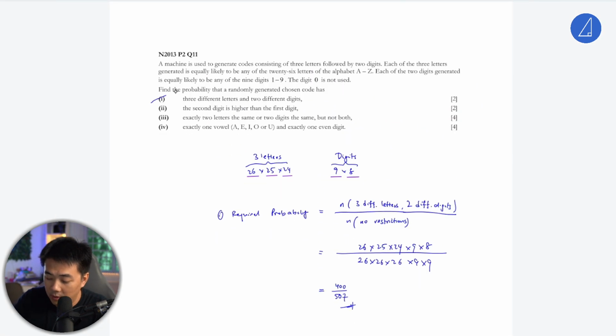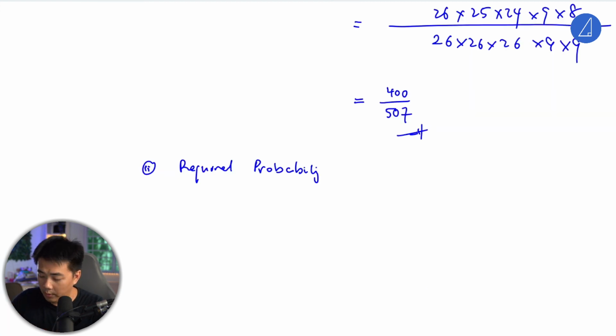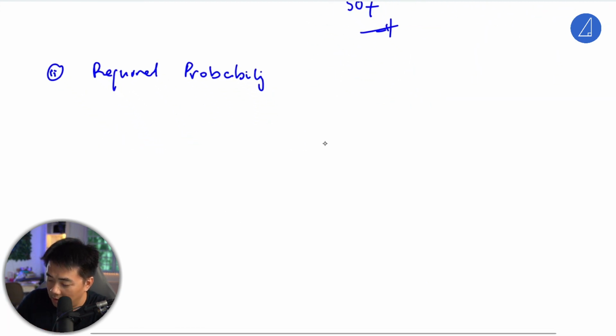Okay, let's look at the second part. The second part is essentially the second digit is higher than the first digit. If the second digit is higher than the first digit, we don't really care about the letters. We just need the 2 digits, right? So this is 100% of the time we'll put letters there. So you essentially just need to look at the way you place the digits. You don't need to care about the letters. What we really want is to figure out these 2 digits here.